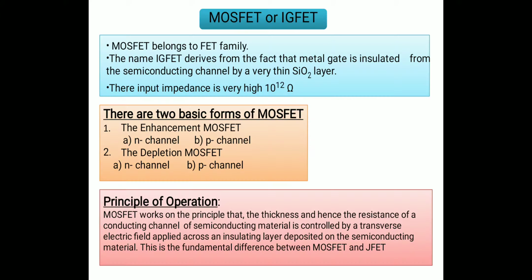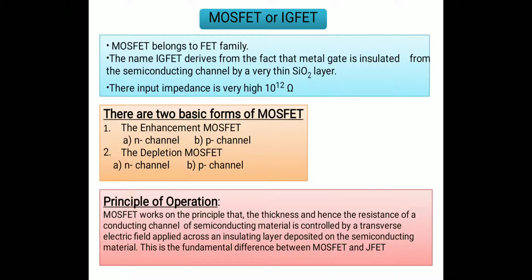We know MOSFET is one of the types of FET. FET is generally classified into two types: junction field effect transistor, that is JFET, and second is MOSFET. MOSFET is also called as IGFET, insulated gate field effect transistor. It is called IGFET because the gate, made up of a thin aluminum layer, is insulated from the semiconducting channel by a very thin SiO2 layer. Because of the presence of this SiO2 layer, the input impedance of MOSFET is very high, of the order of 10 to the power 12 ohm.